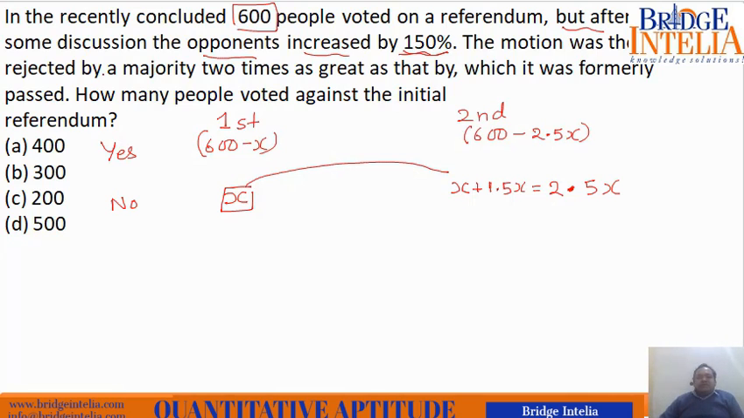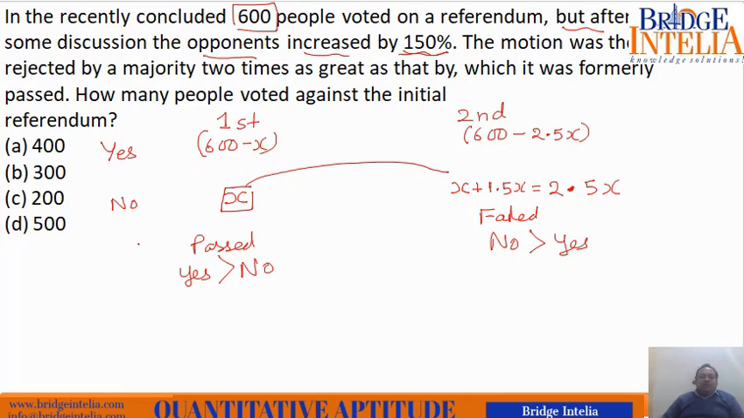The motion was then rejected by a majority 2 times as great as that by which it was formerly passed. So here it was passed. Passed means the number of people saying yes was greater than the number of people who said no. In this case, it has failed. Failed means the number of people who said no were greater than the number of people who said yes. So it is being said that in this case, the margin is double the margin of the first case. So let's solve it. What is the margin of this case?